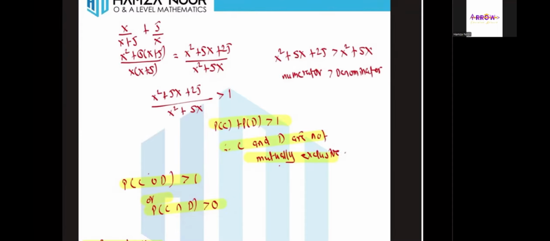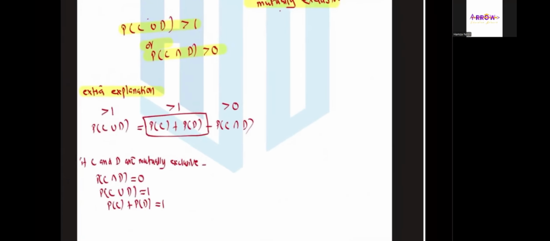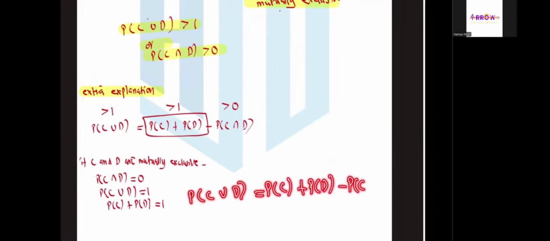It is not equal to 0. If the probability of C intersection D would have been equal to 0, then C and D would be mutually exclusive. So here is some extra explanation as well. As you know, in order to make an equation for the probability of C union D, we can say probability of C plus probability of D minus probability of C intersection D.